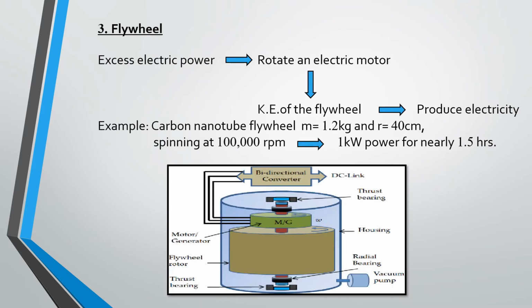The third one is the flywheel. Here, excess electric power produced is used to rotate an electric motor, where it is converted into kinetic energy of the flywheel, which is later used to produce electricity. They spin at high speeds. For example, a carbon nanotube flywheel of mass 1.2 kg and radius 40 cm spinning at 1 lakh revolutions per minute can deliver 1 kilowatt power for nearly 1.5 hours.